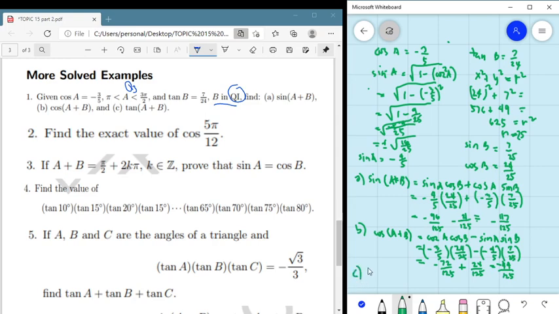And lastly, we have tangent A plus B. So you don't need to use the formula. You can use sine A plus B over cosine A plus B. Your sine is negative 117 over 125 over negative 44 over 125.